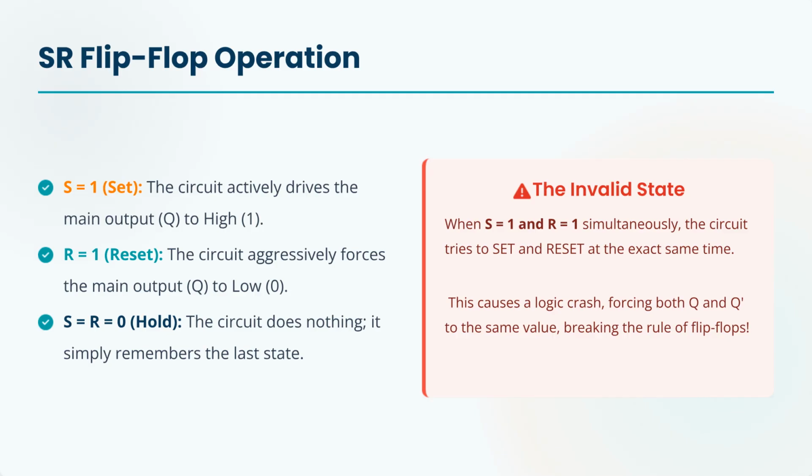S equals 1 sets the output to high. R equals 1 resets the output to low. S equals R equals 0 holds the last state. The invalid state occurs when S equals 1 and R equals 1 simultaneously, which is a logic crash because the circuit tries to set and reset at the same time.